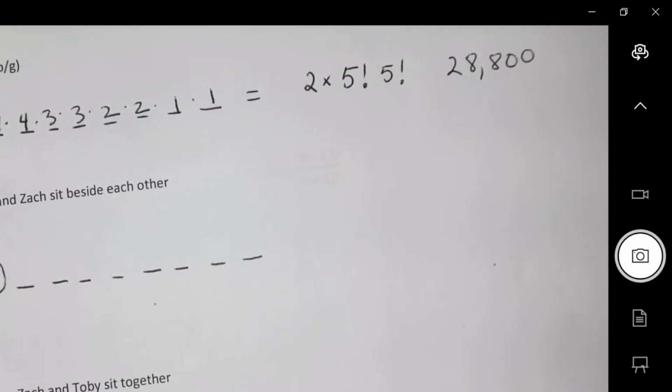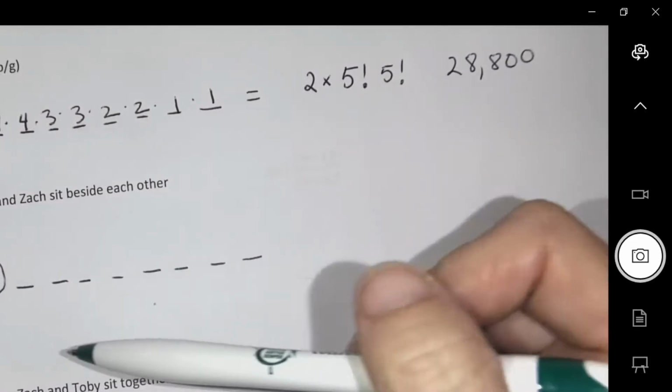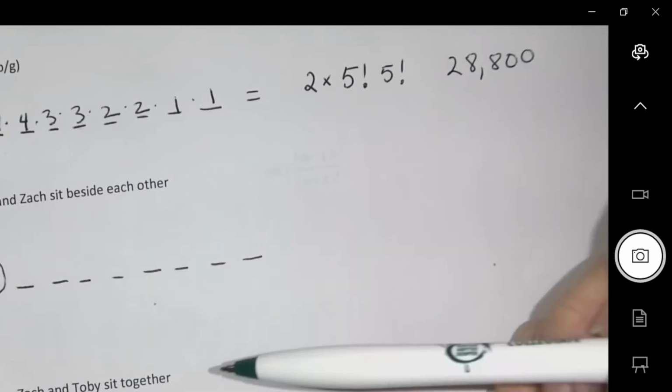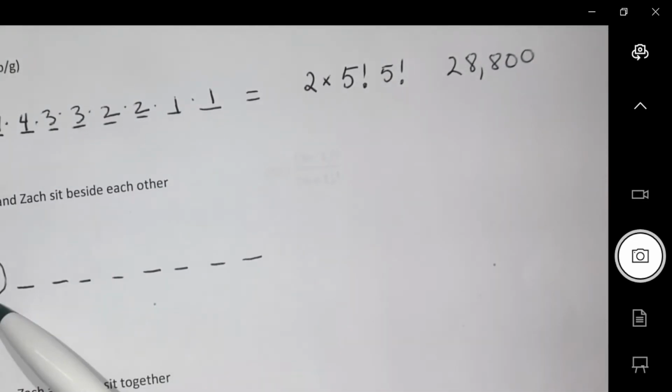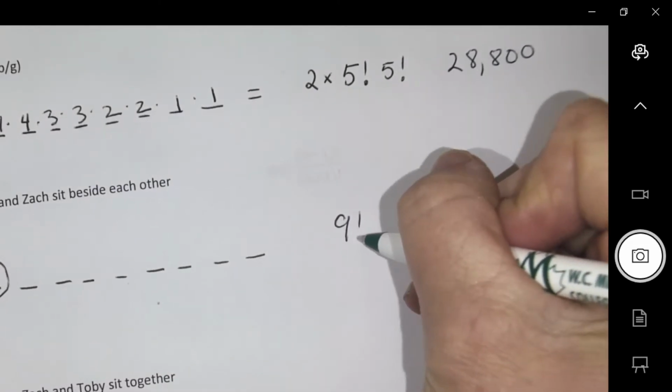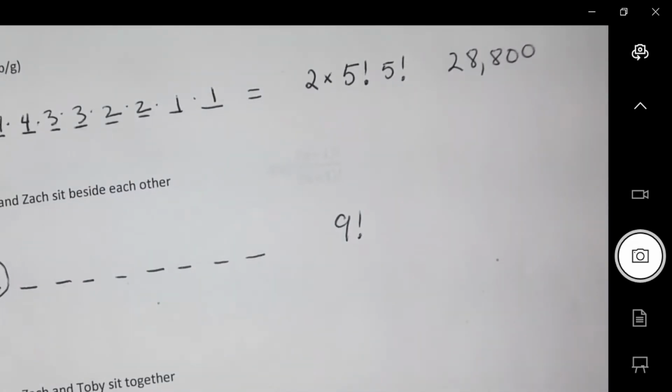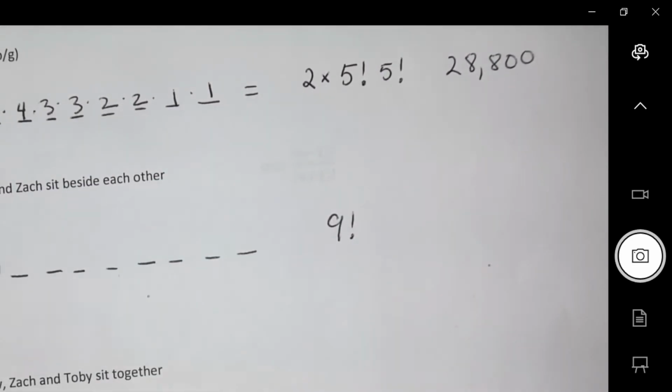Okay, my first question would be, how many different units am I arranging now? Because they're treated like one unit together. So this is 1 unit, 2, 3, 4, 5, 6, 7, 8, 9. Now I'm only allowed to move 9 things around because they're attached together. Does that make sense to you? Okay, because when I move them, I have to move them together.